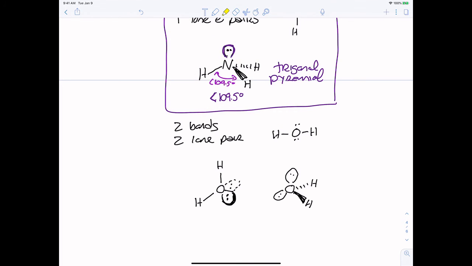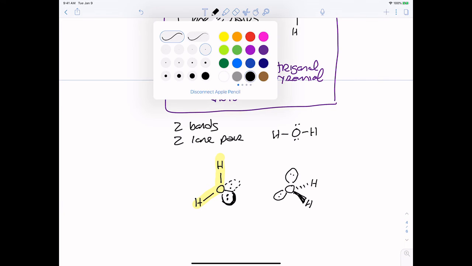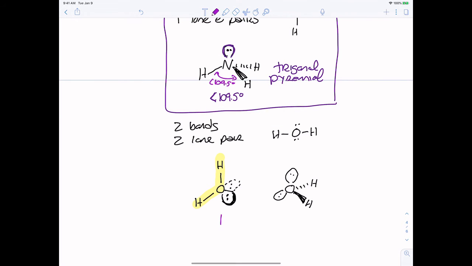The name again is just based on the atoms. So I have 3 things. They're not in a straight line, they are bent. So that is the name of these. Angular is also correct. And then my bond angle, again, make sure you label a bond angle when you're labeling a bond angle, less than 109.5 degrees.